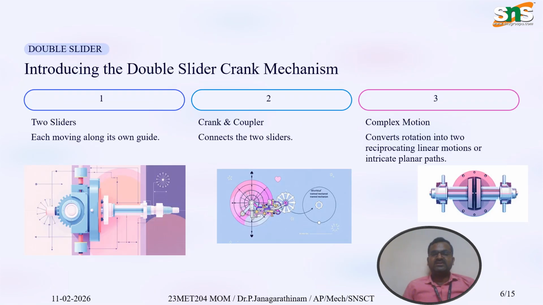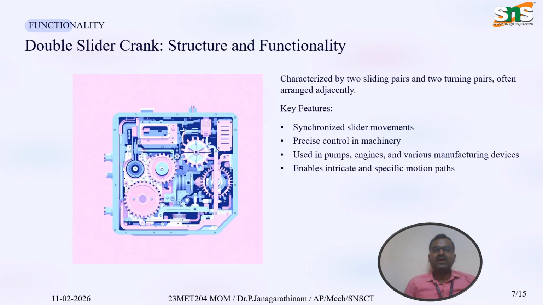Another one is the double slider crank mechanism, which consists of two sliders, each moving along one guide, and a crank and coupler which connect to the two sliders. This converts the rotation into two linear reciprocating motions. Some key features are synchronized slider movements and precise control in machinery. It is used in pumps, engines and various manufacturing devices, and it enables intricate and specific motion paths.